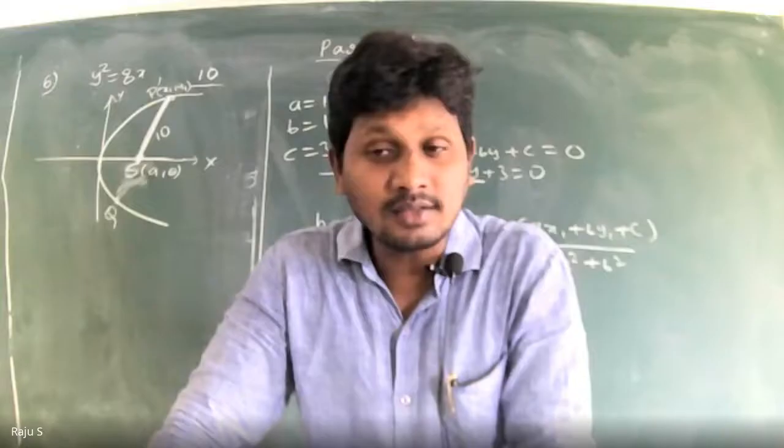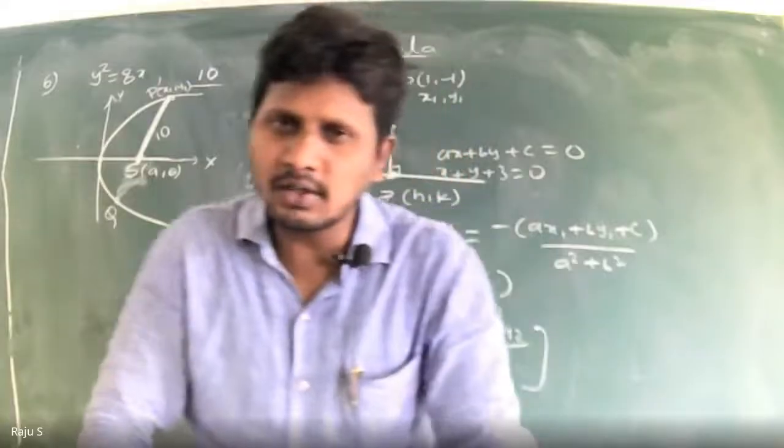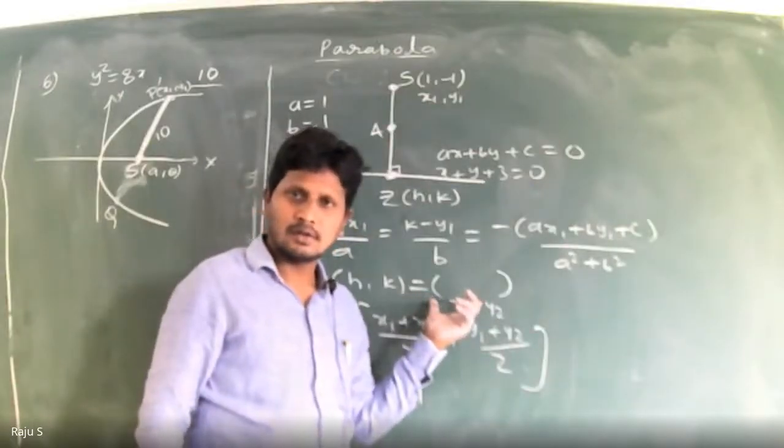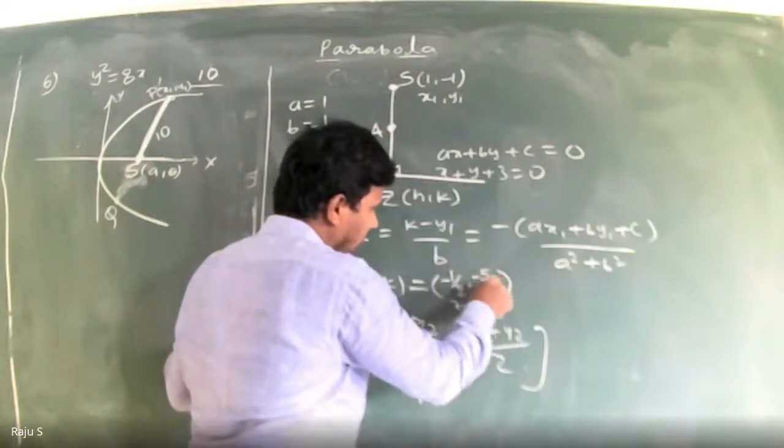Sir, can you say the last problem once? In the last problem, how will we get the vertex, sir? We are finding the point on the directrix, no, sir. Have you got that h comma k? Sir, but it is not in the option, sir. No. What is the h comma k you got? Minus 1 by 2 and minus 5 by 2, like that.